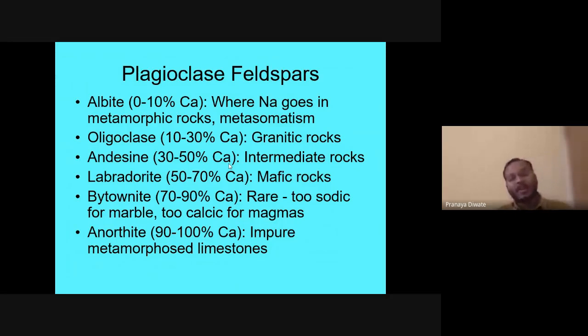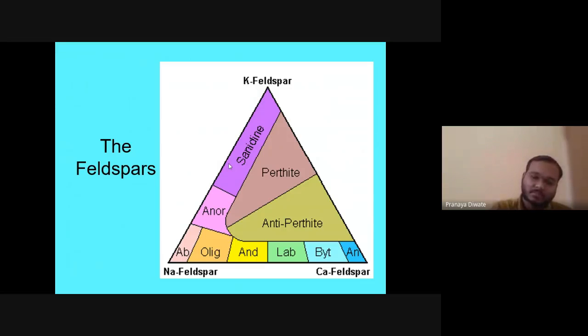Depending upon the calcium, different kinds of minerals are formed in the feldspar series. This is what feldspar is all about. You have anorthite, bytownite, labradorite, albite, and so on. So this is the general classification of the feldspar, and this is how the K-feldspar can be studied.